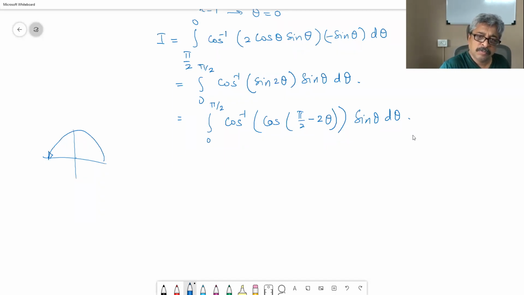If we put the middle one, pi by 4, then what do we get? Pi by 2 minus pi by 2, that is 0. So cos inverse of cos 0 is going to be 0.